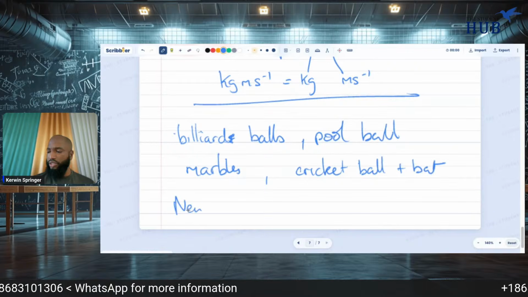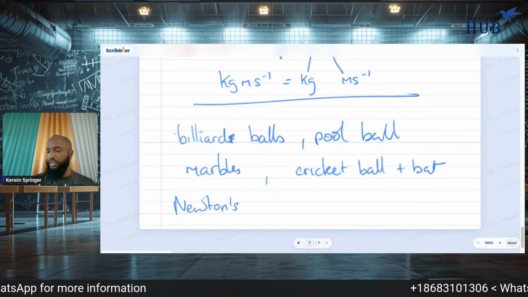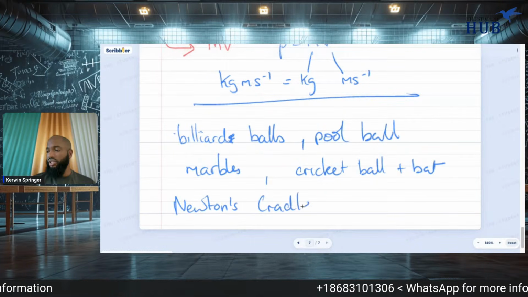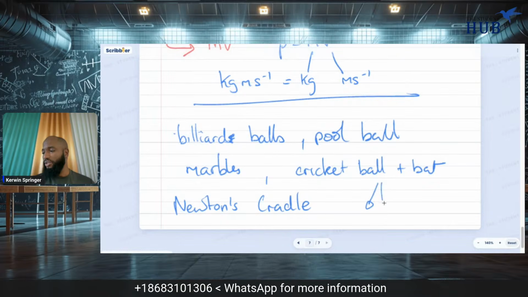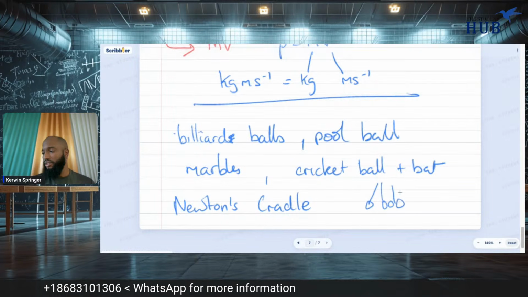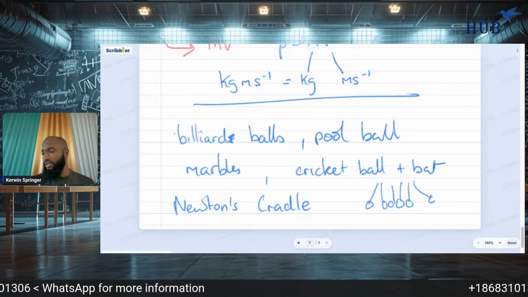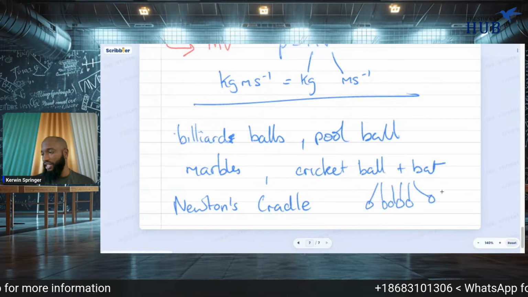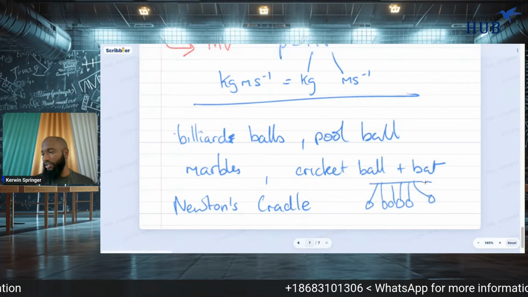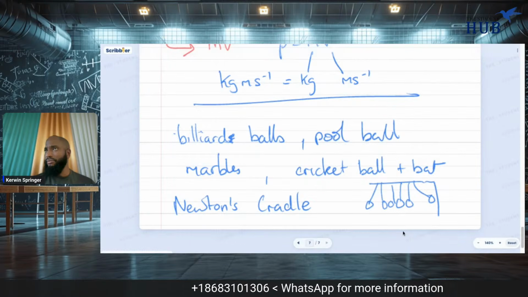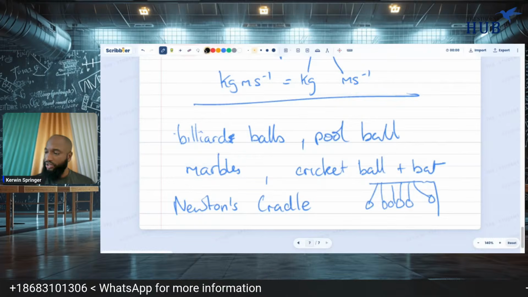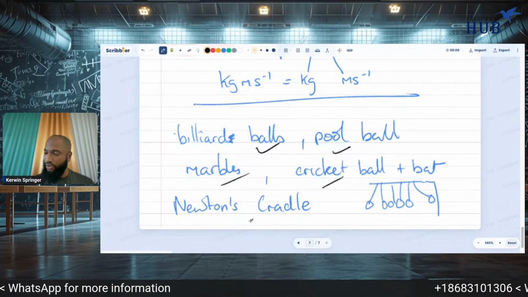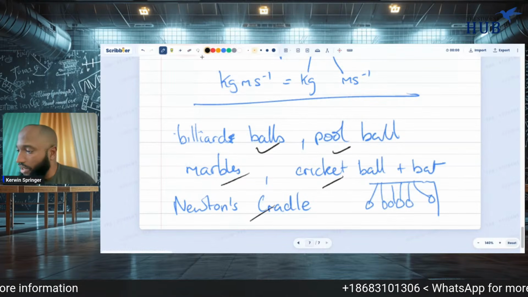You all know what the Newton's cradle is? The Newton's cradle is that toy where this ball will knock this one and send this one up and send it back. You know what I'm talking about with the Newton's cradle? So yeah, these are the examples that you use here, people. Not 3, 1, 2, 3, 4, 5, if they ask you.